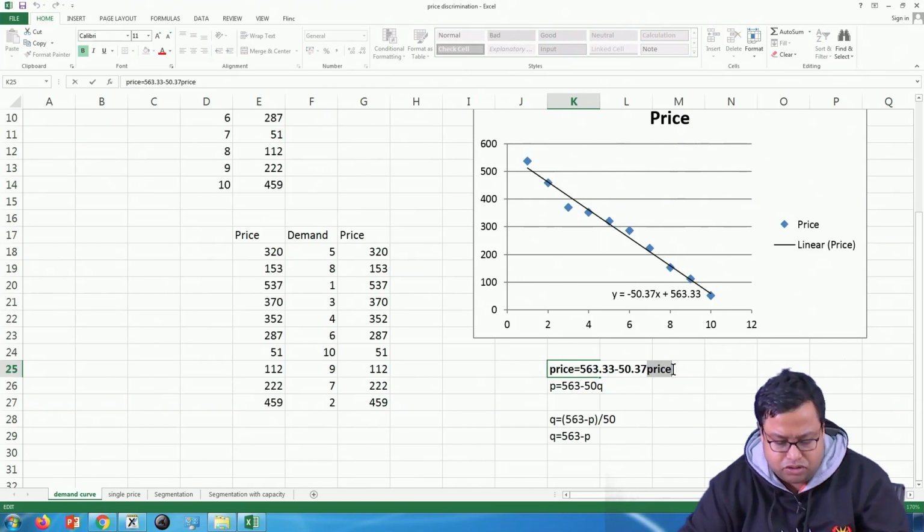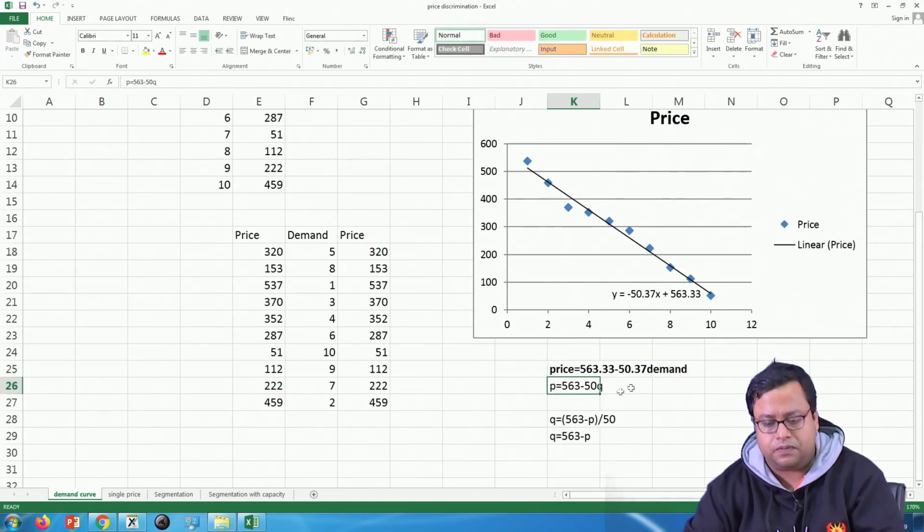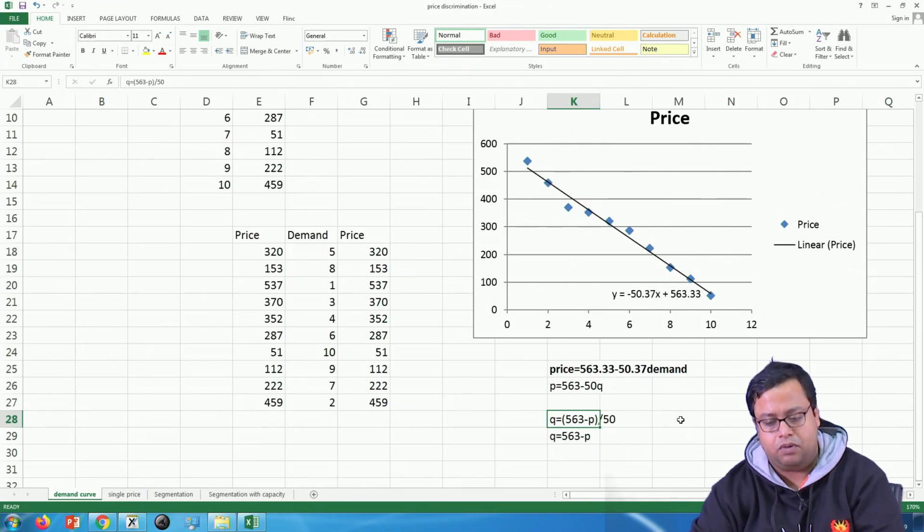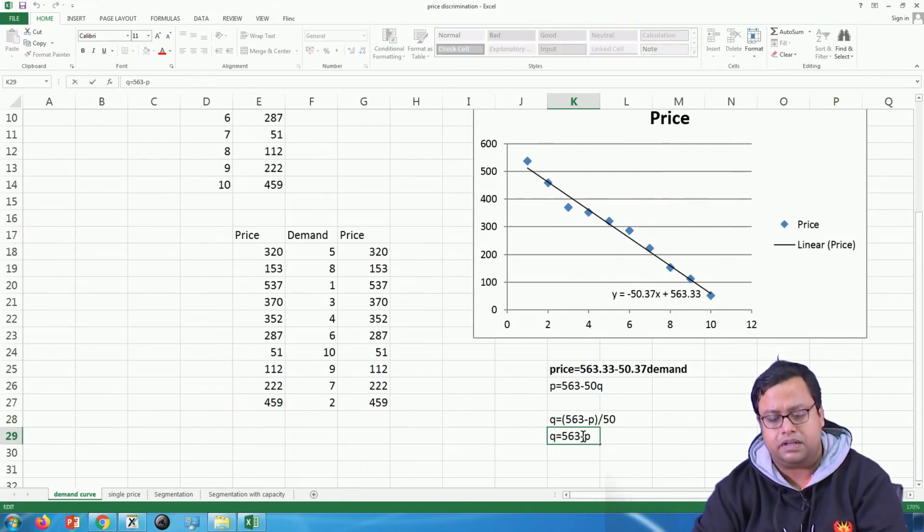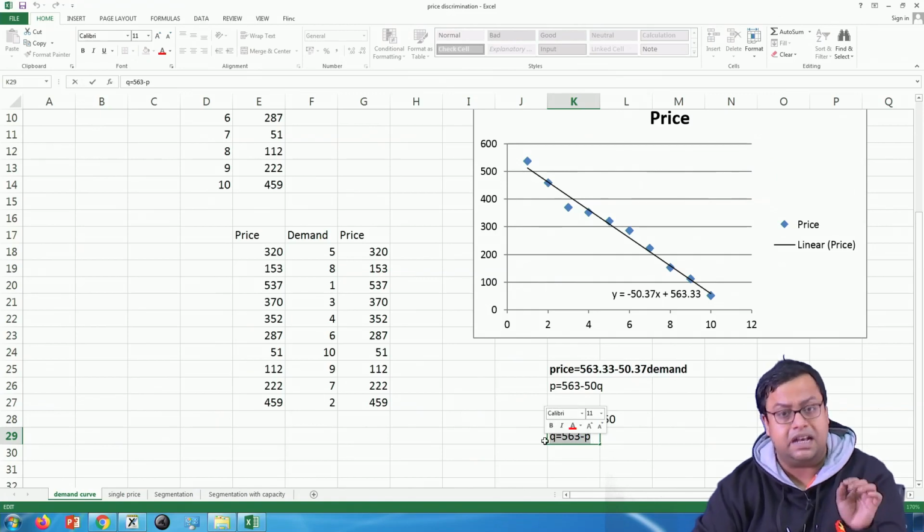So, this is wrong actually, this is demand. So, P is equal to 563 minus 50 Q, then what is Q? Q is basically (563 minus P) by 50. So, that is the formula, and I can actually ignore this by 50. If I take it in 50s, this is the formula. Let us say this is an easier formula to remember, so I will go ahead with this one. So, this is my demand curve.